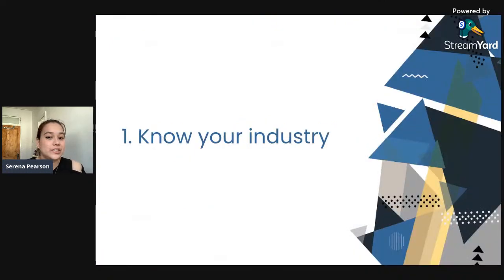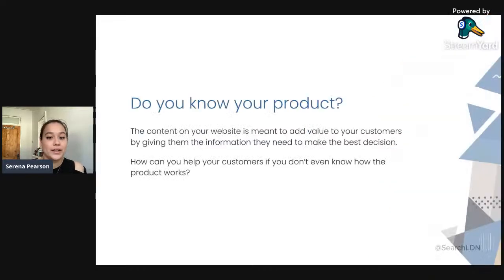So the first thing you really need to do is get to know your industry a lot better. This may seem pretty obvious, but do you know your product? The content that's on your website is meant to add value to your customers. It's meant to help them make a better decision about their purchase, if they even should be buying your product at all. And how are you supposed to help your customers if you don't know how the product actually works? If it's possible, try out the product if you have the time, or even if you're working in-house, see if you can get a sample, just so that you understand what customers are looking at and what you yourself are thinking as you're experiencing the product.